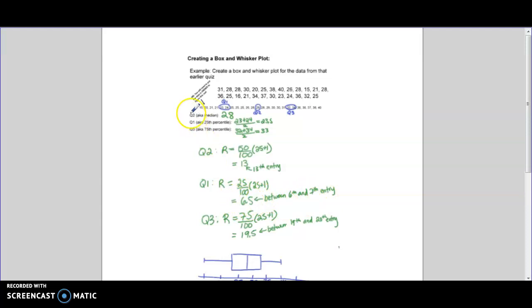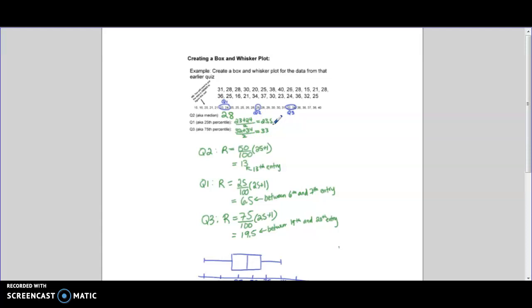So let's find the 6th and 7th entry, or data point, starting from the lowest. We count 1, 2, 3, 4, 5, 6, and 7. Okay, so we find the midpoint of 6 and 7. The midpoint of 23 and 24 is 23.5. So we know from that that 23.5 is where our 25th percentile will be.